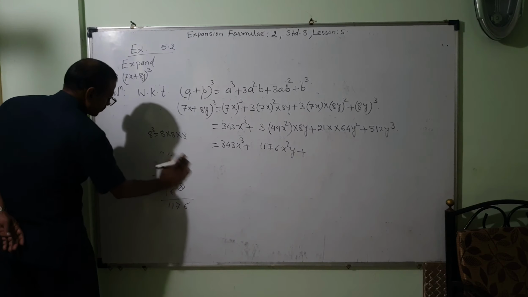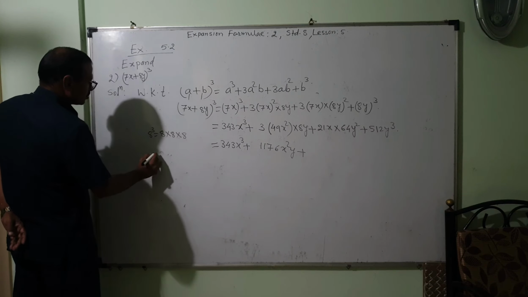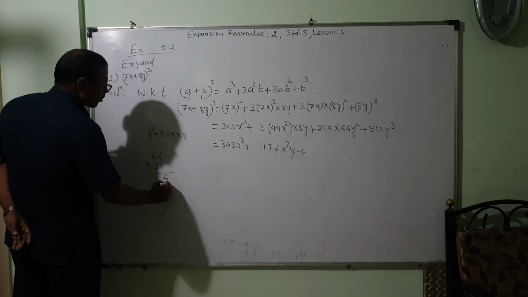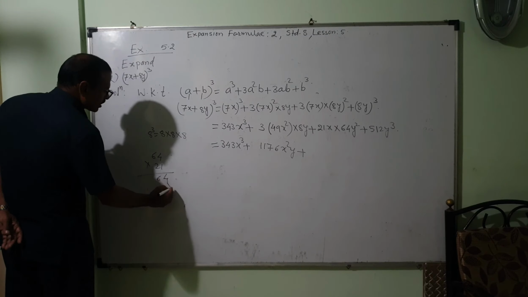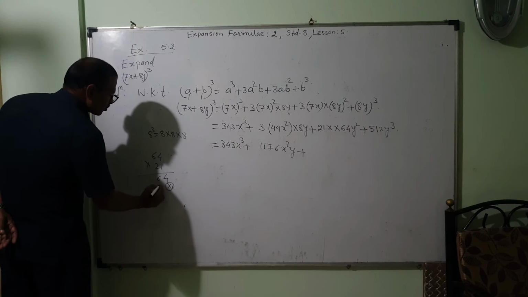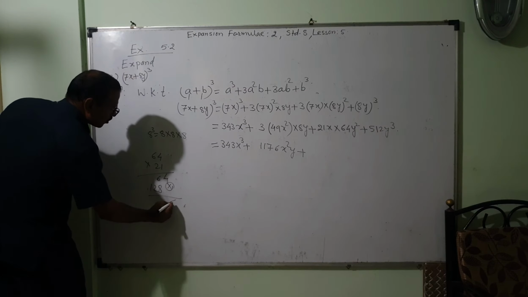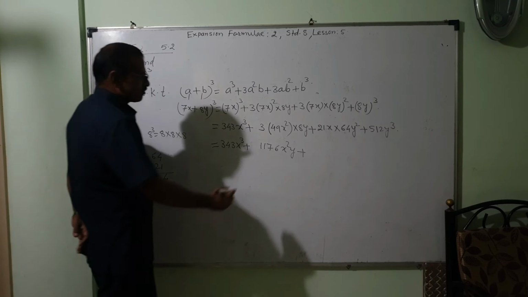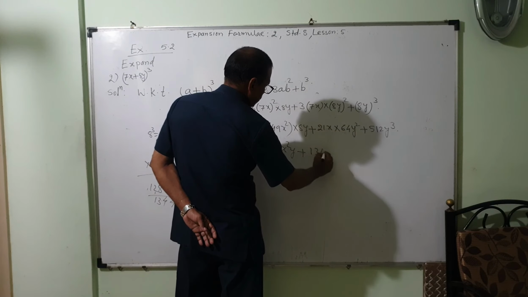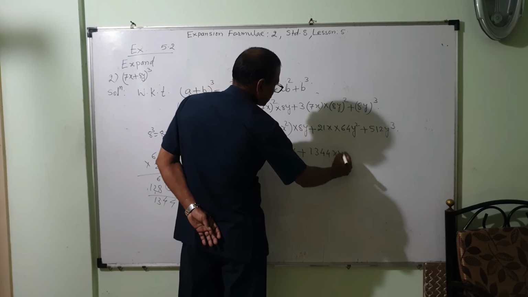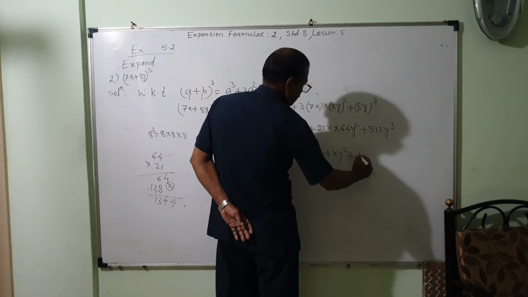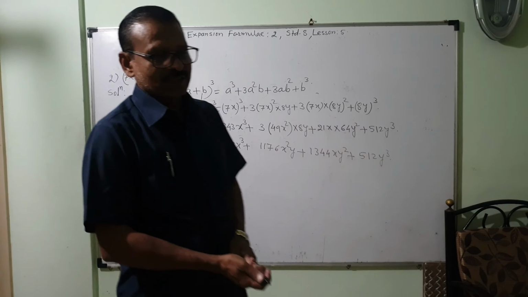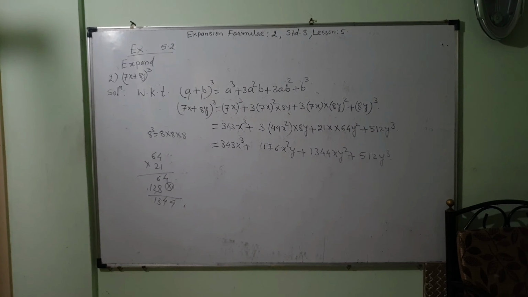Now we will do 64 into 21. 4 1 are 4, 6 1 are 6, 4 2 are 8, 6 2 are 12, 4 4 are 1344. 1344xy² plus 512y³. This is the answer for this. Hope that you have understood this.